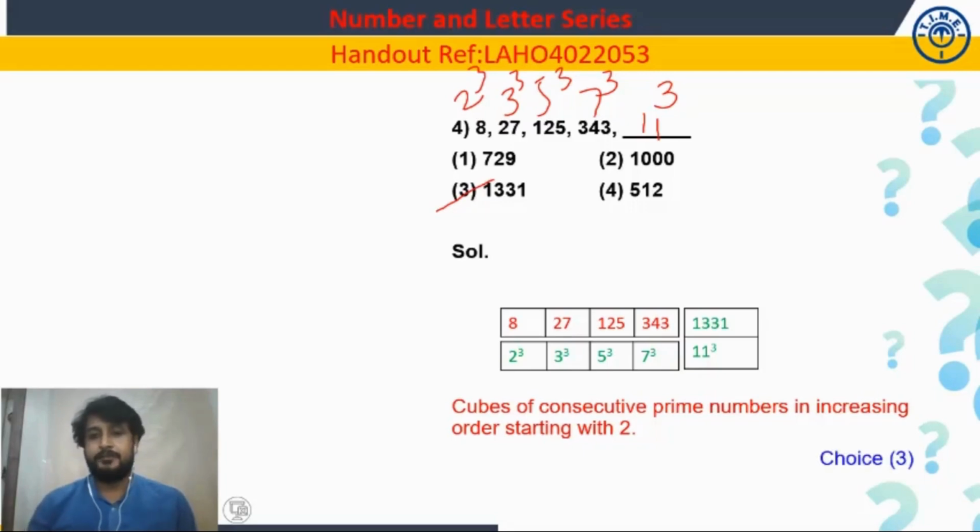And the choice is 3. So, please copy the logic. 2 cube, 3 cube, 5 cube, 7 cube, 11 cube. Cubes of consecutive prime numbers in increasing order starting with 2. You are clear, right? Shall we go ahead? Good. Now move to question number 5.